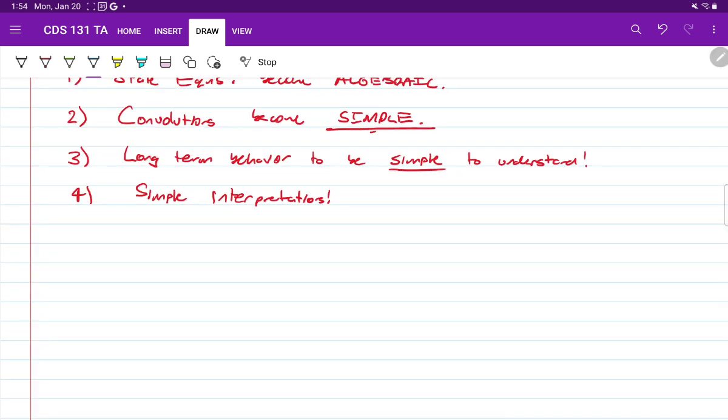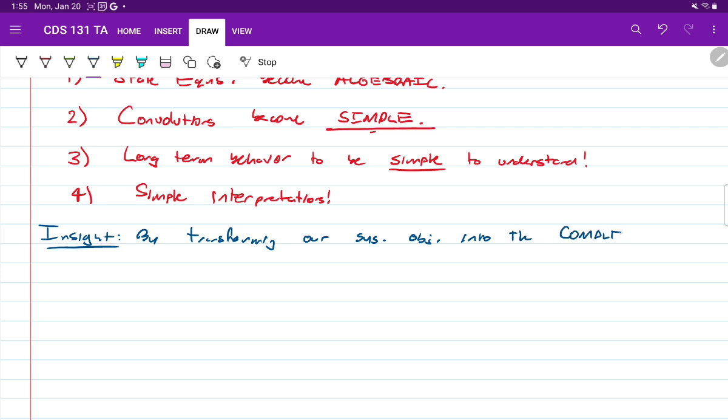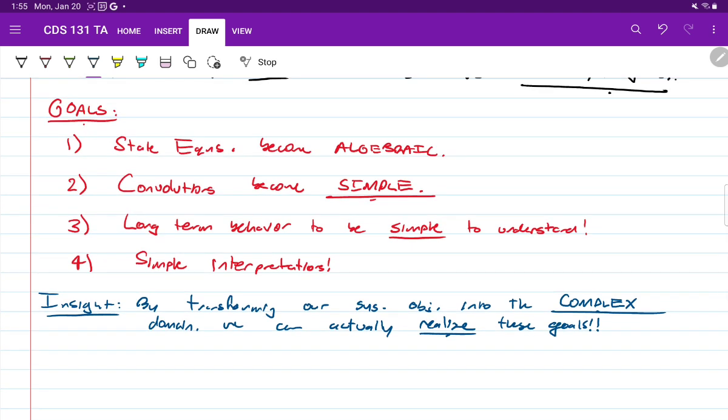Okay, so the main insight that lets these things happen is that by transforming our system objects into the complex domain, we can actually realize these goals. With a very particular transform, convolution will become multiplication, and all these other properties will fall out as well. Okay, nice.